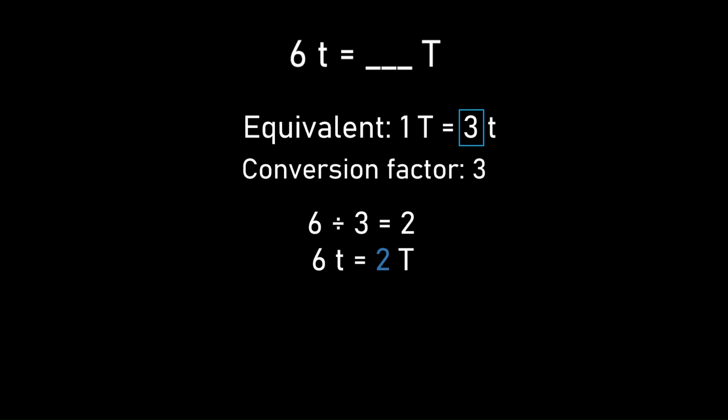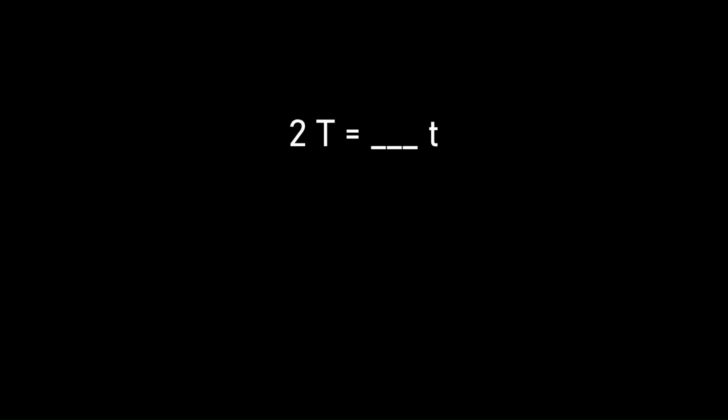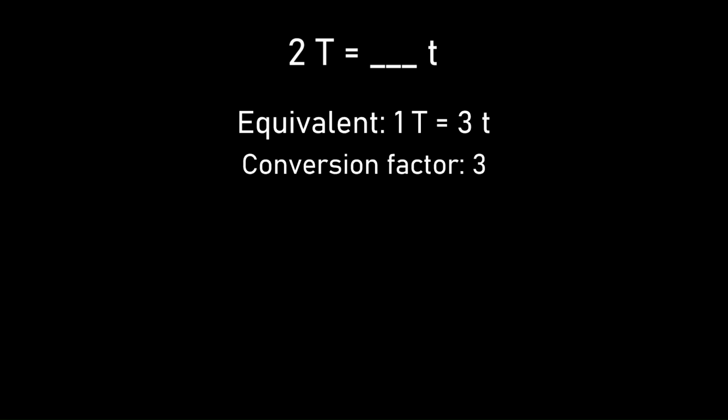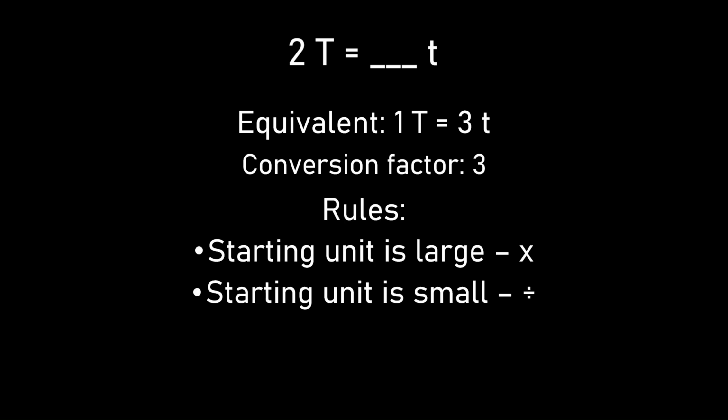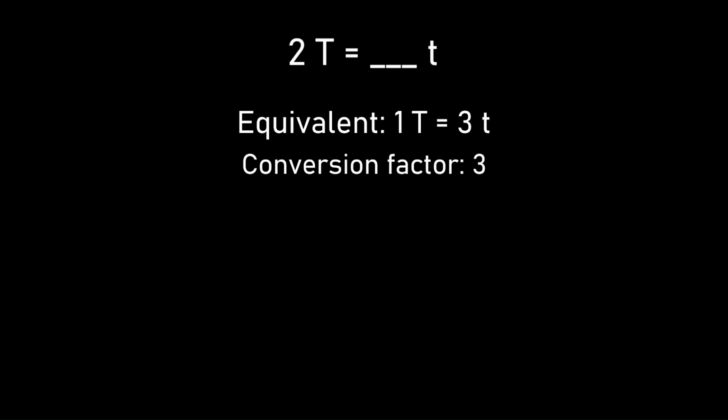Let's do another example before we move on. Let's say that instead we were asked to determine the number of teaspoons equal to 2 tablespoons. We use the same equivalent and the same conversion factor. But this time we're starting with the larger unit. So according to our rules, we need to multiply. So let's multiply our 2 tablespoons by our conversion factor. We're left with what we know to be the correct answer, that 2 tablespoons is equal to 6 teaspoons.